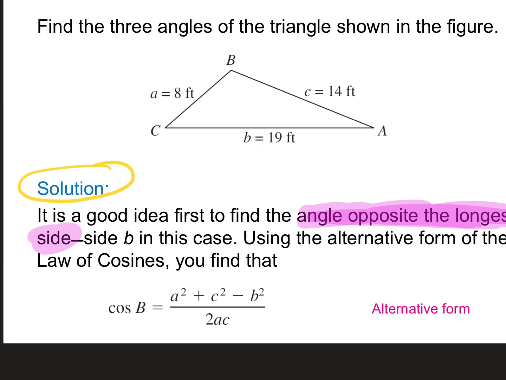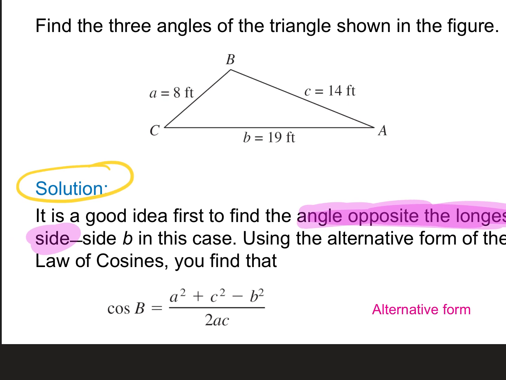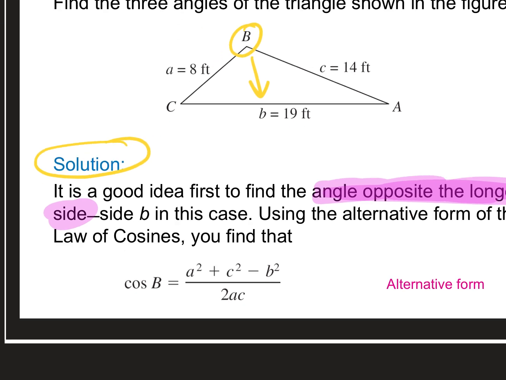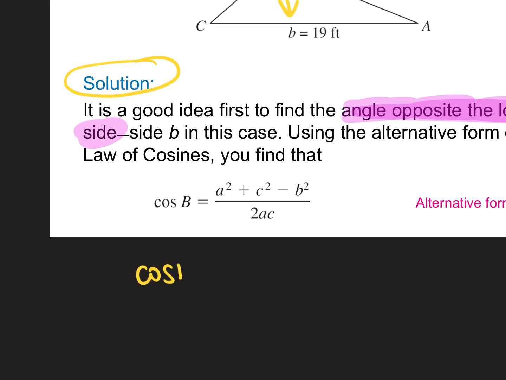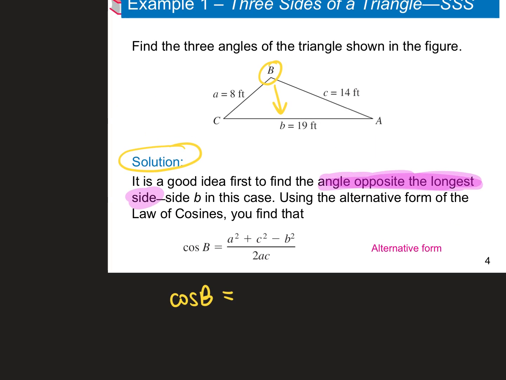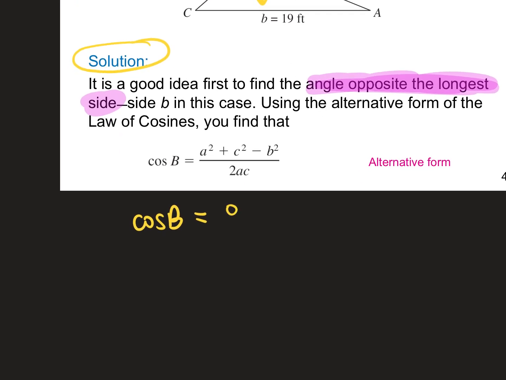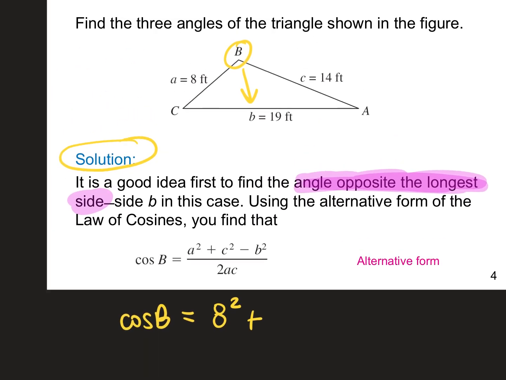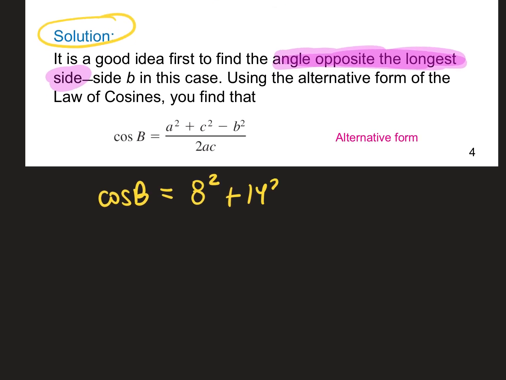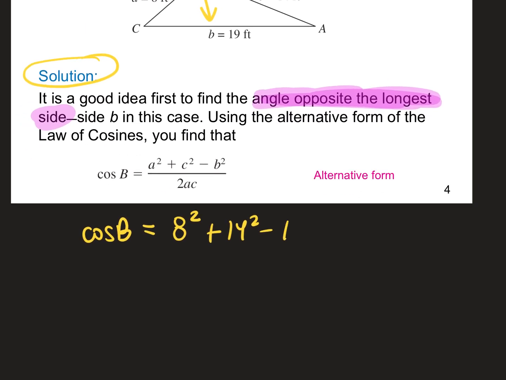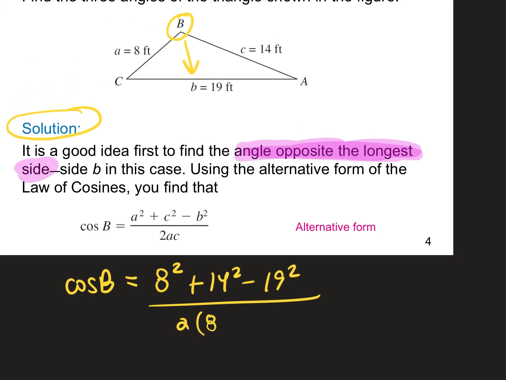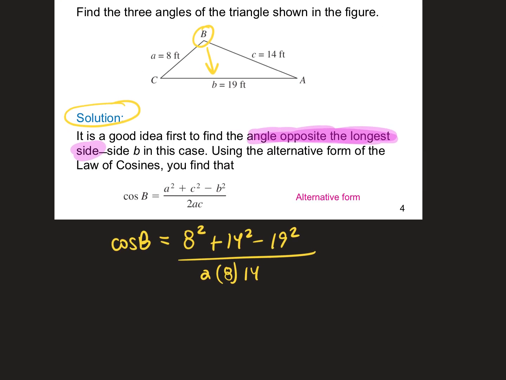So in this case, what is the biggest angle? B. How do I know B is the biggest? Because it's across from the longest side. So we are trying to find angle B, so you're going to use this formula. The cosine of B equals, now you just fill in the information. What is A? 8, so it's 8 squared plus, what is C? 14 squared, minus B, which is 19 squared, all over 2 times 8 times 14. Now, nothing is hard about this.